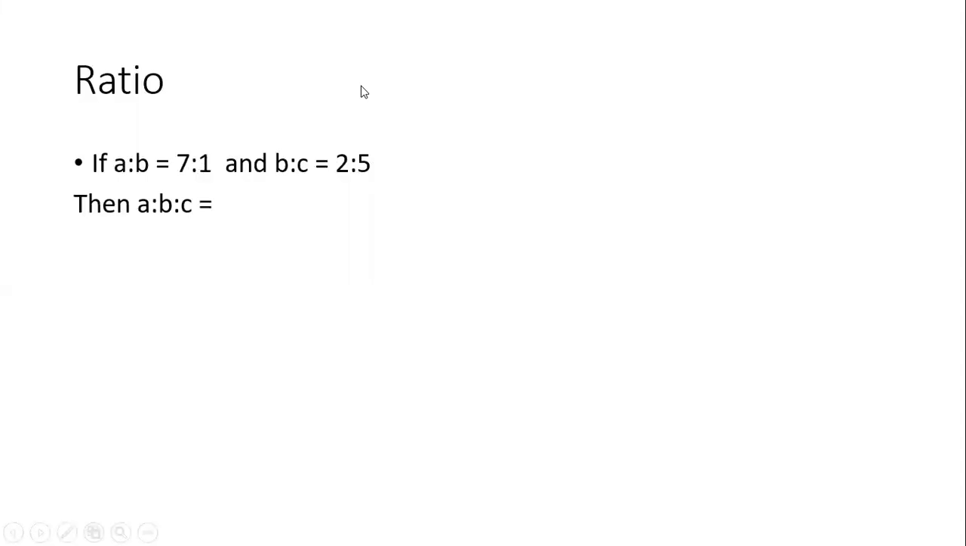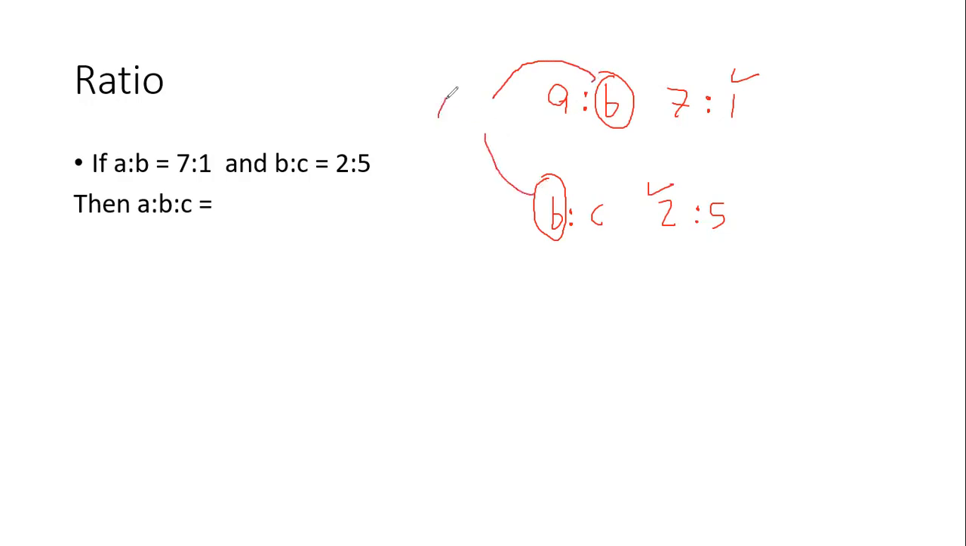Now here in this particular question, you can see the ratio of A is to B is 7:1. The ratio of B is to C is 2:5. Now when I notice the common variable, which is actually B, the value of B is 1 here and the value of B is 2 here. So the point that you need to understand, whatever variable is common, make it equal. If you make it equal, you can actually compare all three ratios together.